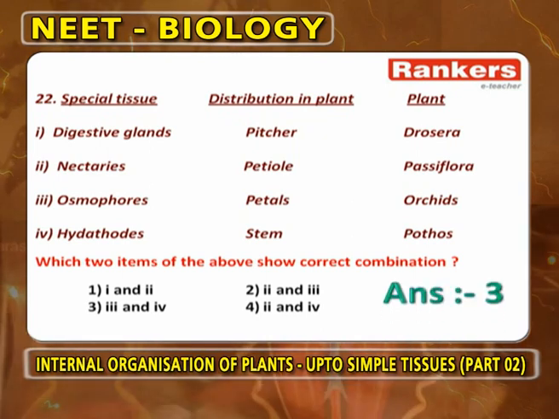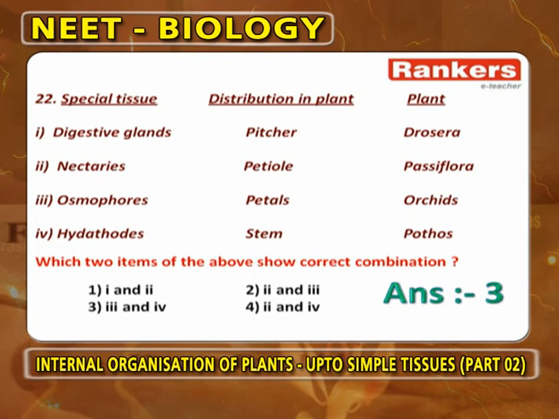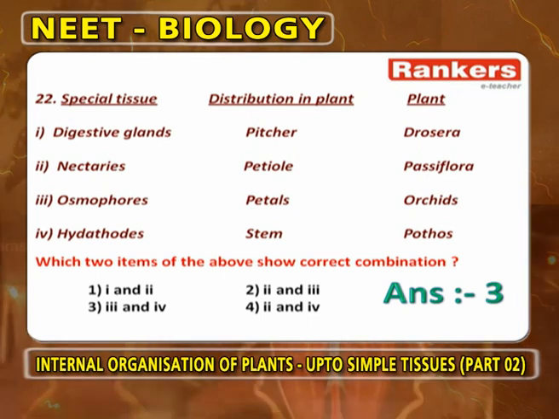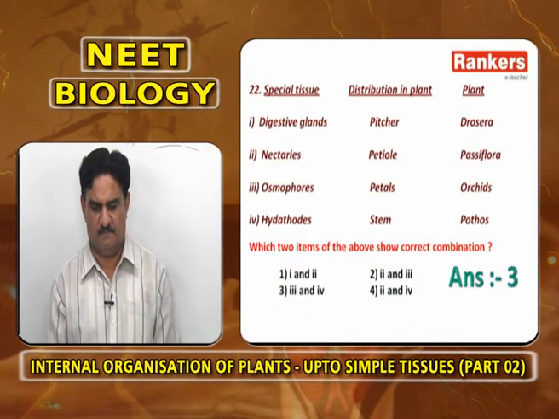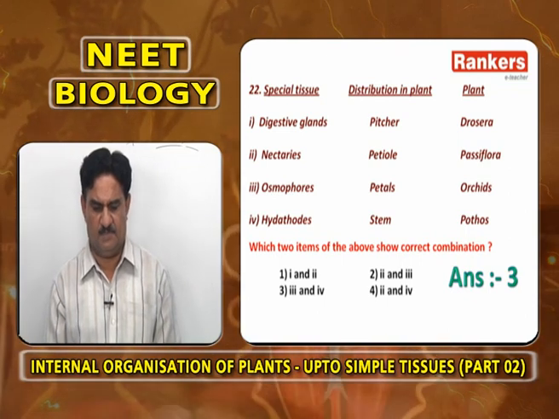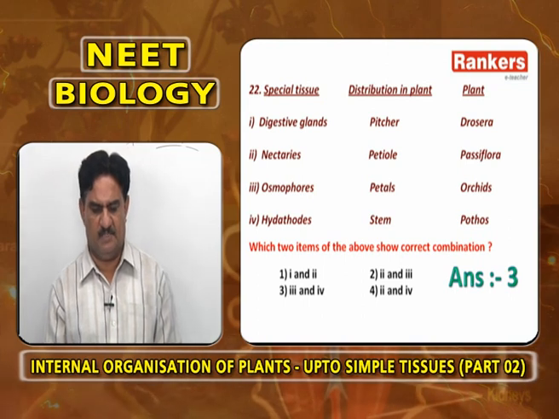Next, another 3-column matching. Special tissue, distribution in plants, the name of the plant. Digestive glands, pitcher, Drosera. Digestive glands are present in pitcher, but pitcher is absent in Drosera. Pitcher is present in Nepenthes. Nectar, petiole, Passiflora. Then, osmophores, petals, orchids. Hydatodes, stem, pothos.